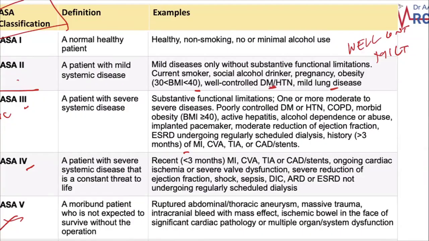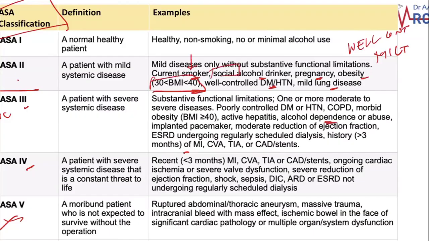I'm diabetic and hypertensive, but it is well controlled. I'm taking medications. My sugar levels are within normal range. My HbA1c is in the normal range. My blood pressure is in the normal range. So that is normal. A social drinker, many people drink socially. A smoker, a pregnant woman, or obesity where BMI is less than 40 but more than 30. Okay, that obesity comes here. So remember the obesity, a smoker comes here, a social drinker is important here.